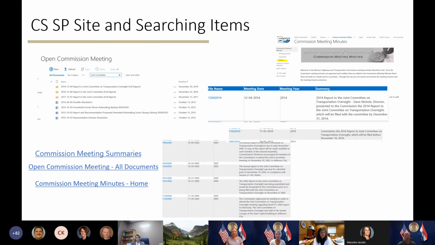All meeting items located on the Commission Secretary SharePoint site are open to all MoDOT employees. Since 1996, Commission meeting minutes summaries have been prepared, which capture a brief synopsis of the agenda item to help you determine if that might be the historical agenda item. Minutes from 1995 are available in the Commission Secretary Office Vault, and a card catalog is used to research those. Also, Commission Secretary Office staff is available to assist in searching for items that may have had Commission action. Next slide, please.